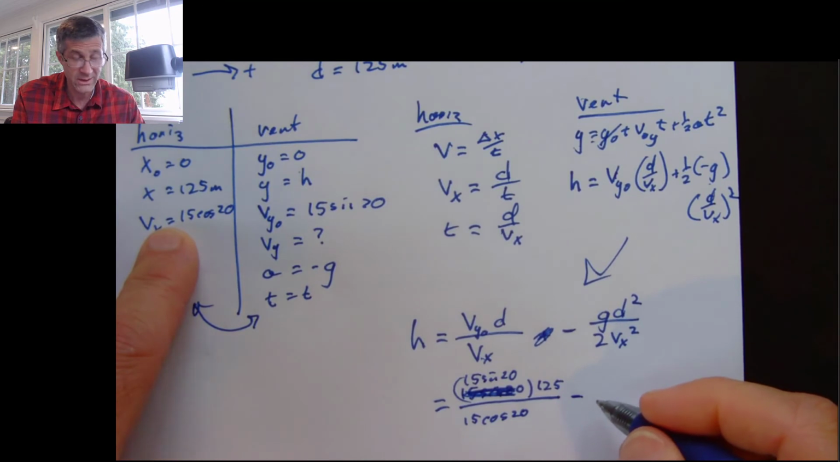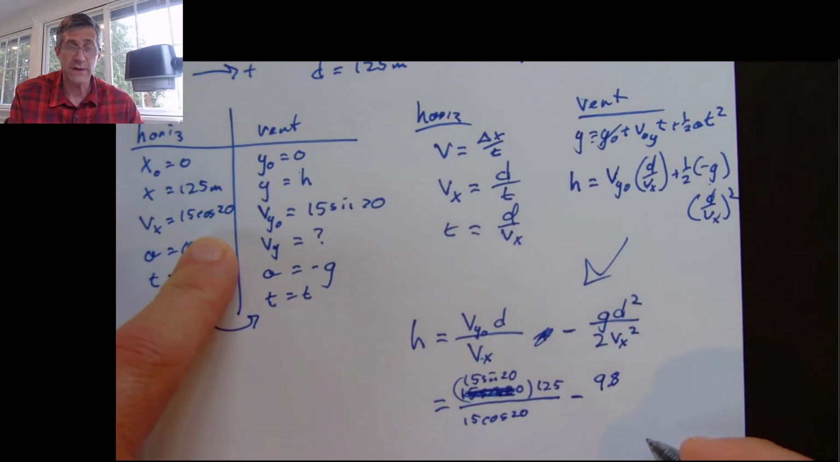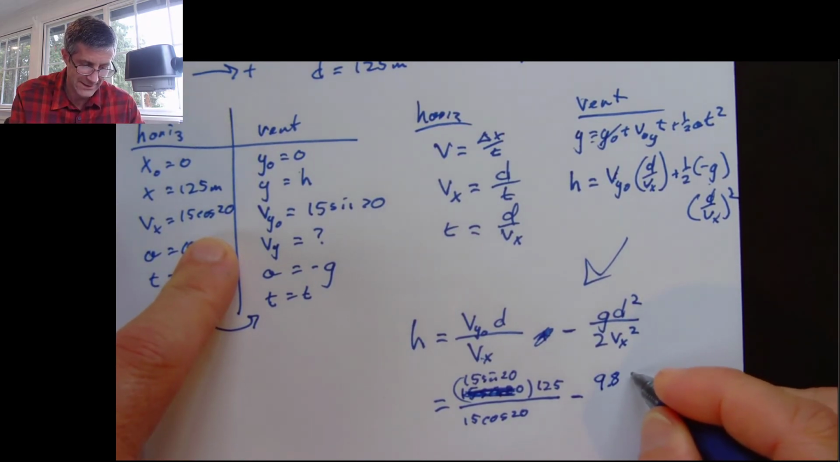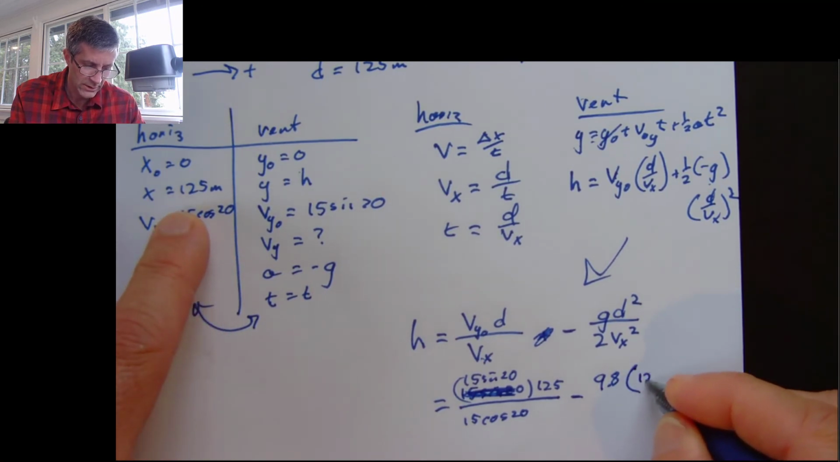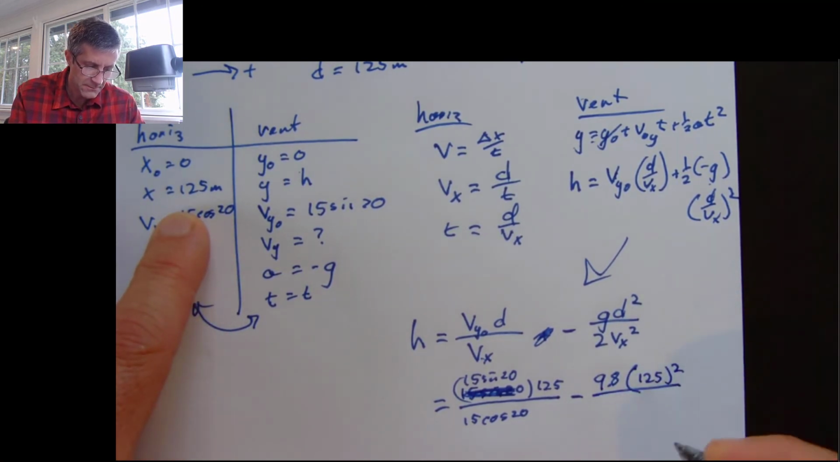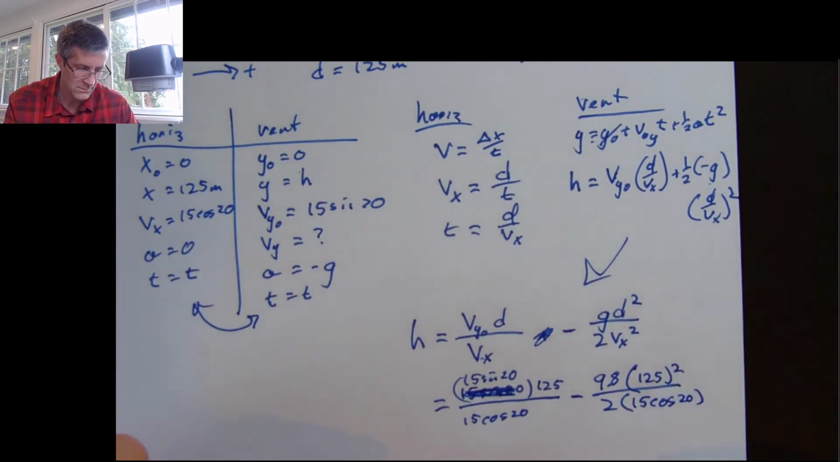Sine over cosine is tangent. So minus g. Remember, g is the value of 9.8. We assigned a positive and negative already, so I don't want to do it twice. Times d squared, 125 squared. Divide this by 2 times velocity in the x direction, which is 15 cosine 20. Okay, I pull out my calculator.